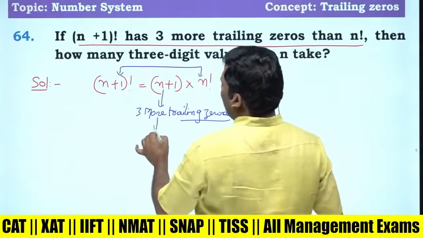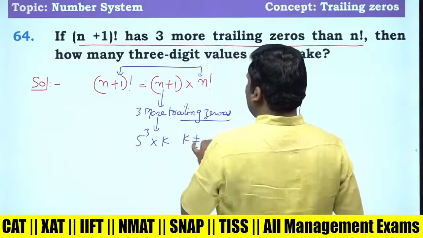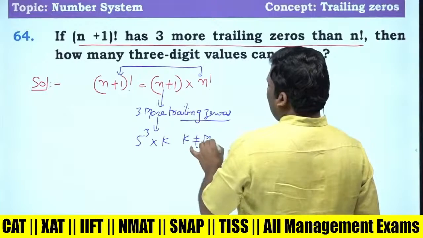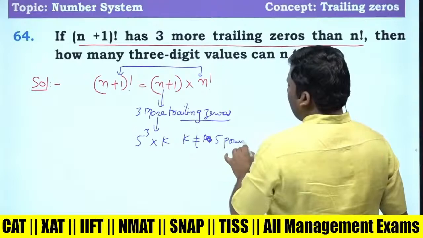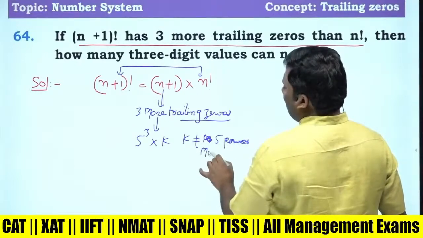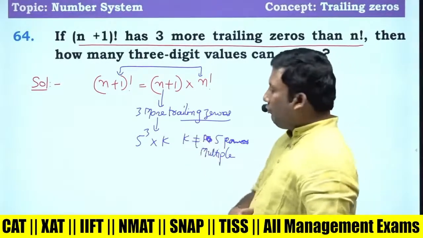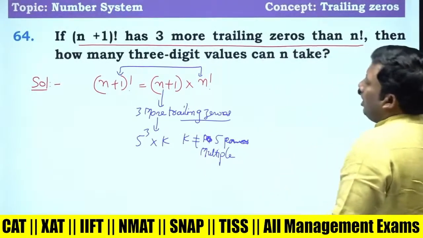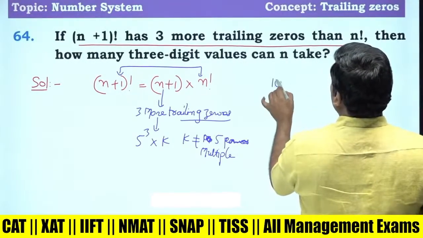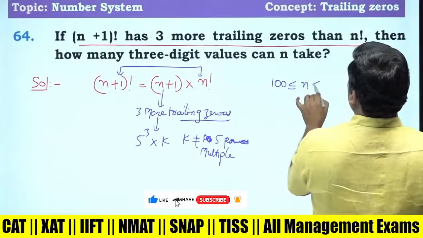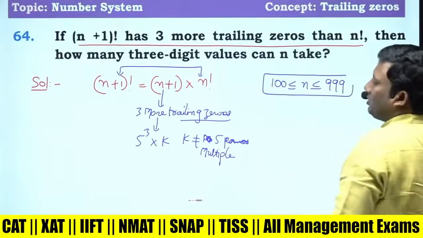3 more trailing zeros means I should have 5 power 3 into k. K is not equivalent to 5 multiples, because if k is a multiple of 5, I will get 4 more trailing zeros. How many 3-digit numbers can n take? 100 less than or equal to n less than or equal to 999.